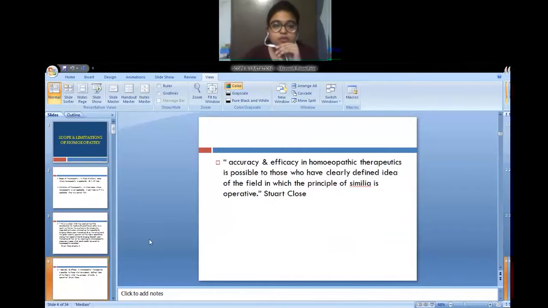Also, Stuart Close says that accuracy and efficacy in homeopathic therapeutics is possible to those who have a clearly defined idea of the field in which the principle of similia is operating. The principle of similia is the principle of homeopathy. If we have knowledge of the field in which it can act, then we can cure those cases.